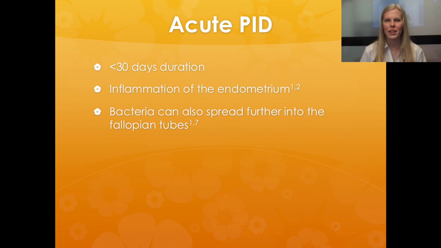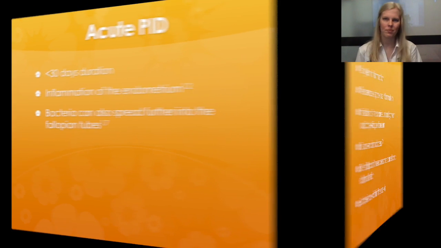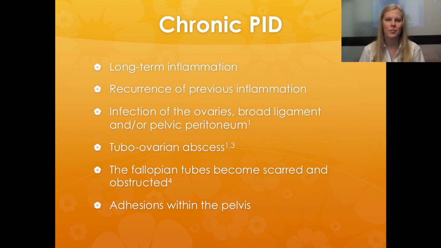The extent of inflammation determines whether a case is classified as acute or chronic. Acute PID, which is less than 30 days of duration, involves inflammation of the endometrium. Bacteria can also spread further into the fallopian tubes, often by retrograde menstruation, and still be classed as acute. Chronic disease involves long-term inflammation or recurrence of previous inflammation and is characterized by spread of bacteria to the ovaries, broad ligament, and/or pelvic peritoneum.